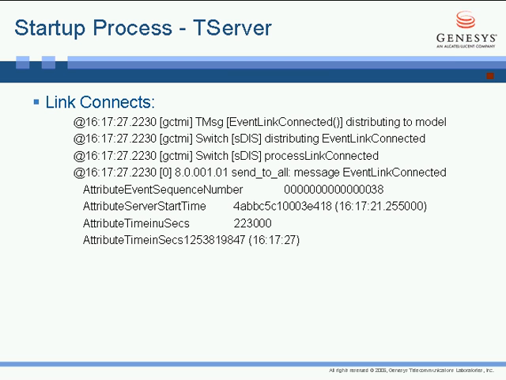Once the link is connected, we will of course generate an event link connected message in the TServer, which will be distributed to all clients of the TServer. From this point, the process again resembles any other TServer. Clients will register for DNs, and the TServer will propagate events to all its clients.